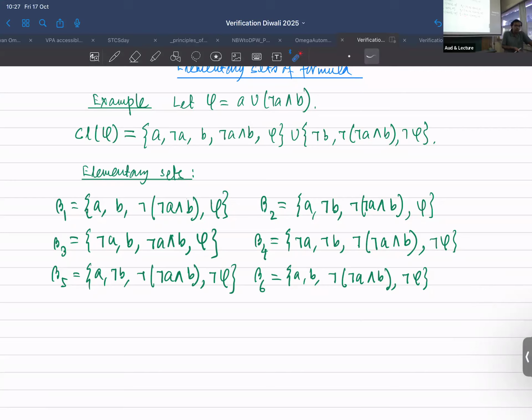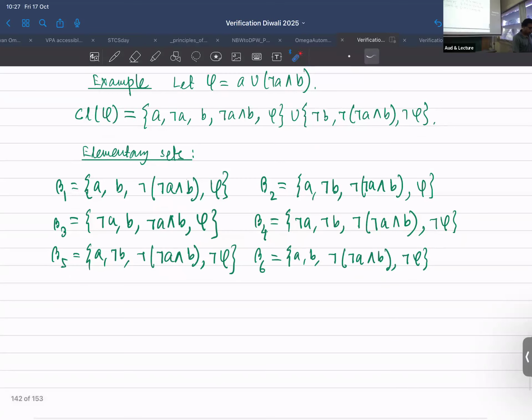Right? If it is phi1 until phi2, if I just say I satisfy phi1, it's not necessarily that I will be satisfying phi1 until phi2, right? So this is also an elementary set, right? So we have these 6 elementary sets, right? So this is just one example. Okay, good.